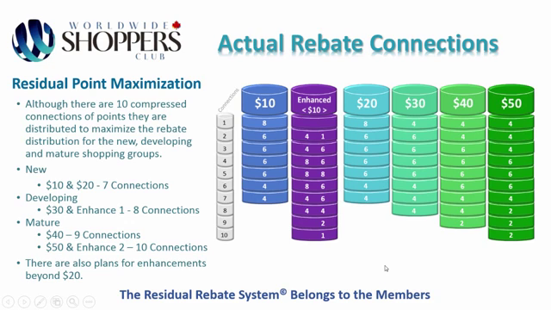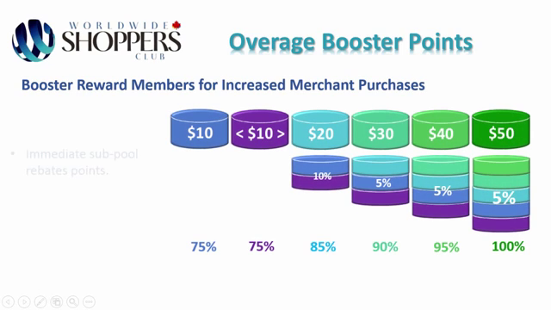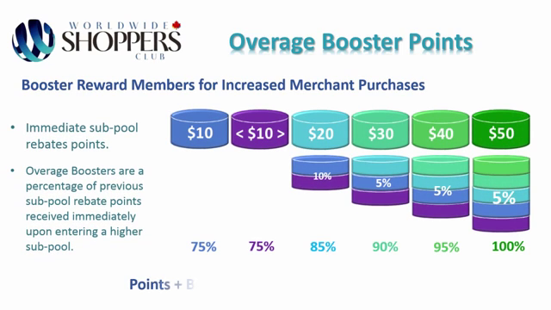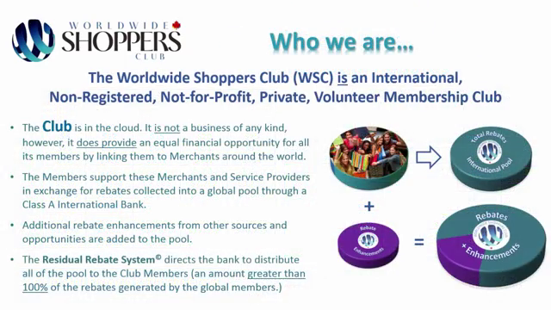Now one last thing I want to mention, we do have the overage booster points also. In the last section we covered it as rebates, but it's exactly the same, but it does deal with points. In that we move some points from the lesser subpool to the higher subpools immediately as members move into each of those higher subpools. All of these add up to the residual rebates that can be received as a result of your personal shopping, the group size, and the total amount of rebates generated by the group. So that is it. We've completed the residual rebate system trainings.